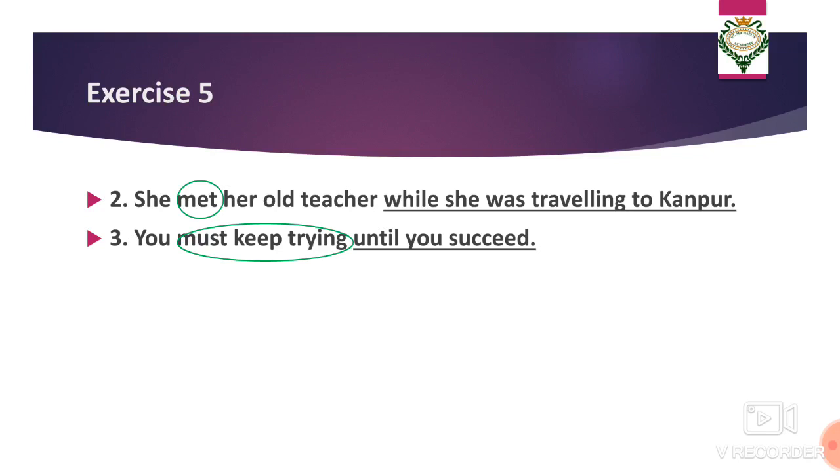Next, you must keep trying until you succeed. Until you succeed is the adverbial clause and it adds information to the verb must keep trying. So you have to circle it.